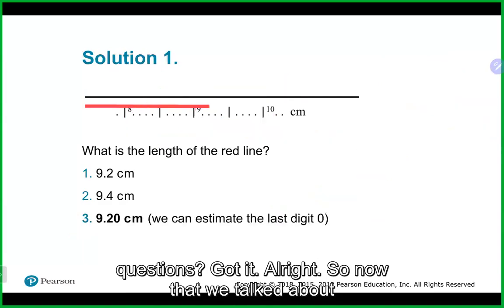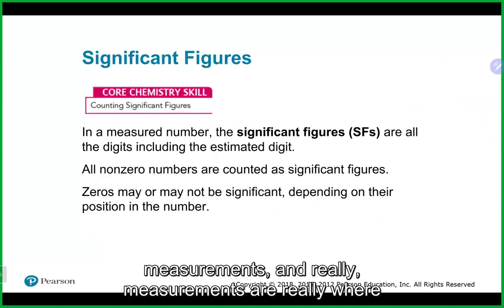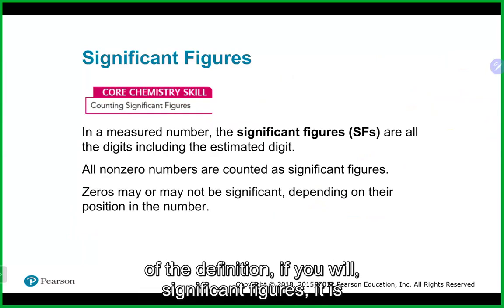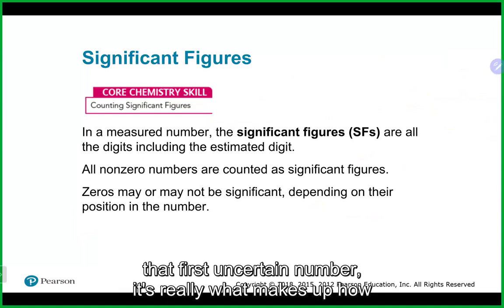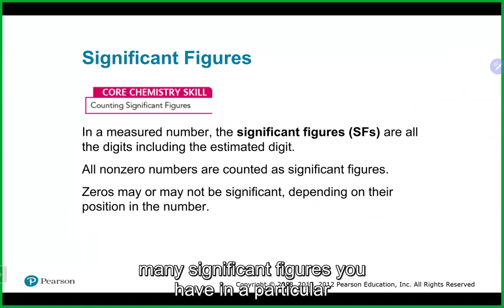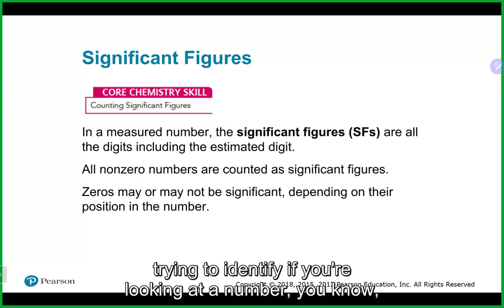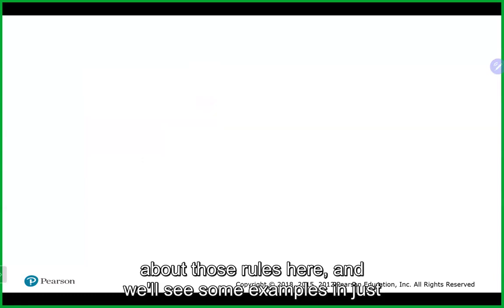Got it. All right. So now that we talked about measurements, and really measurements are where significant figures come from. As we talked about, that's kind of the definition, if you will, of significant figures. It is essentially all those certain numbers in a measurement and that first uncertain number. It's really what makes up how many significant figures you have in a particular measurement. There are actually rules to follow when you're trying to identify how many significant figures a number has. So let's talk about those rules here, and we'll see some examples in just a second.